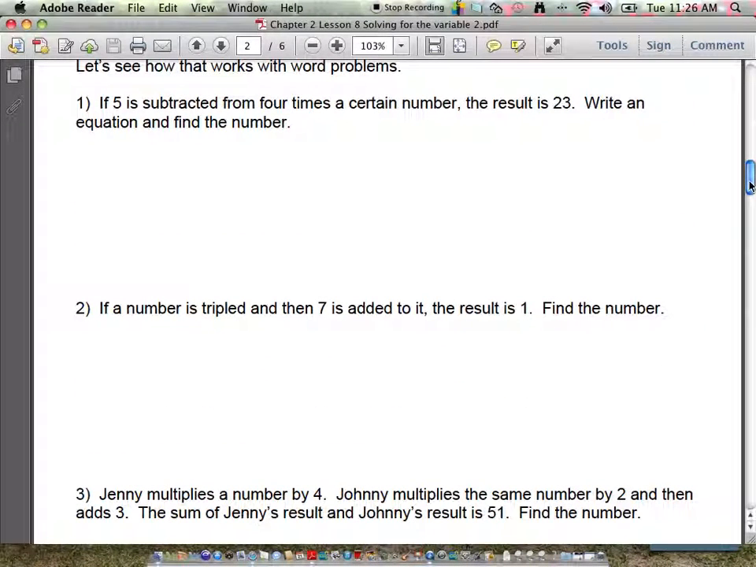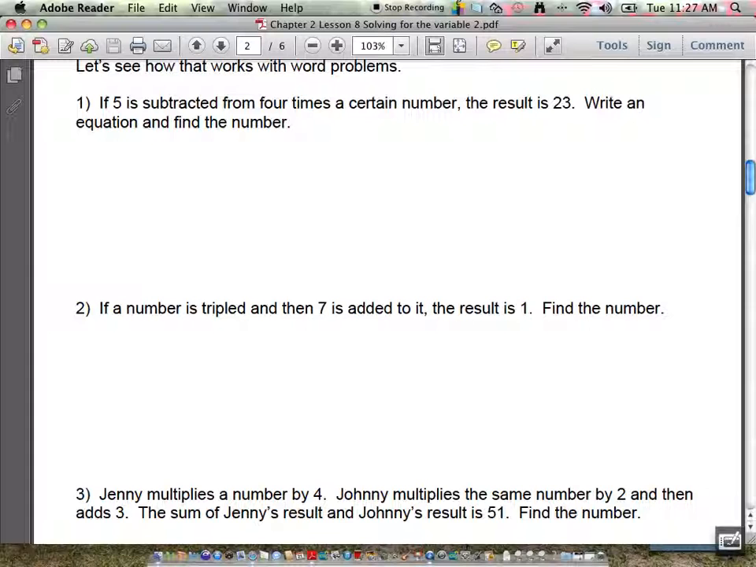When we do word problems, what we want to do is read it over once, and then I want to read a piece of information, use it. Read it, use it, read it, use it. That's how we do these things. So, if 5 is subtracted from 4 times a certain number, the result is 23. Write an equation and find the number.